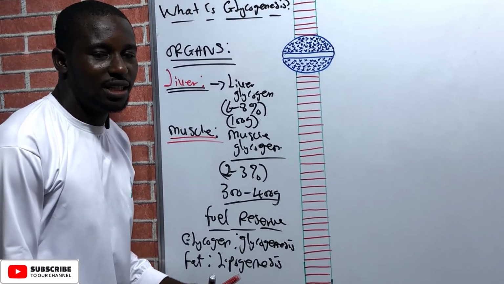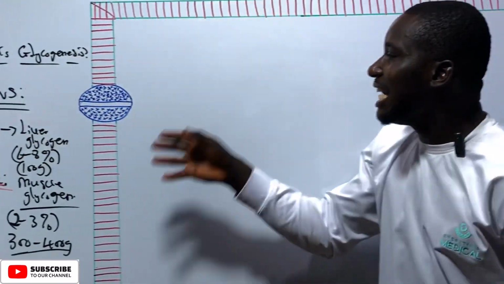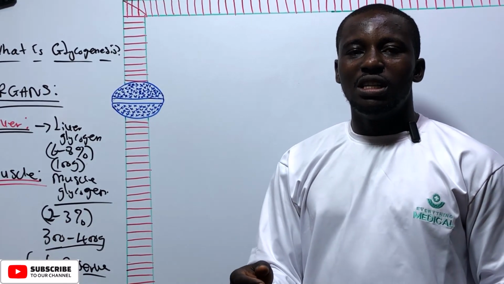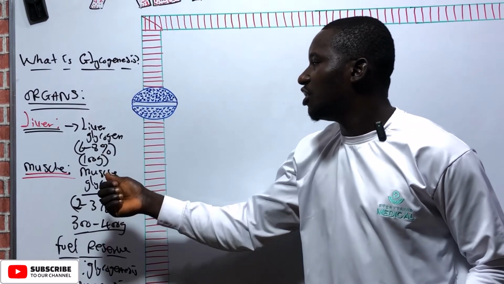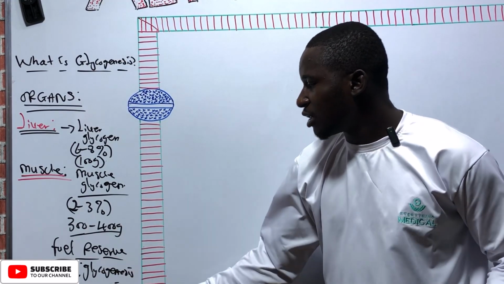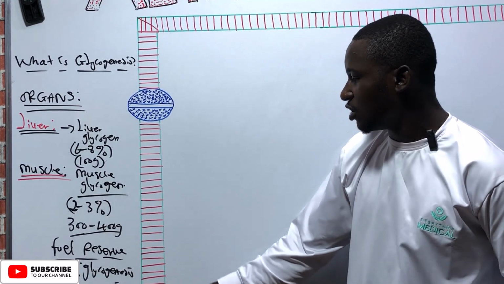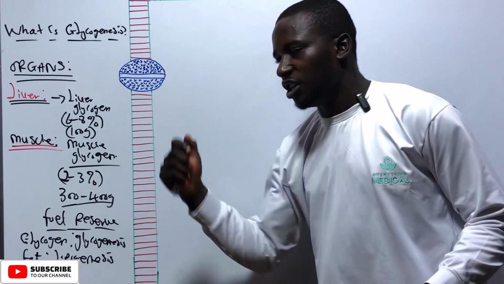Now, recall that during starvation state, the glycogen stored in the liver is being what? Depleted. While during welfare state, the glycogen stored in the liver is being what? Increased. Okay, let's move back to the fuel reserve of the body. We have the glycogen by a process called glycogenesis. We have the fat by a process called lipogenesis.